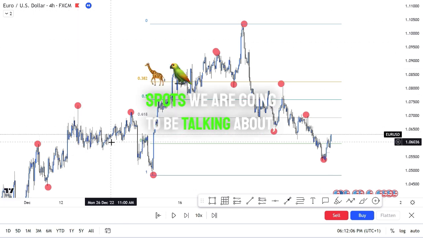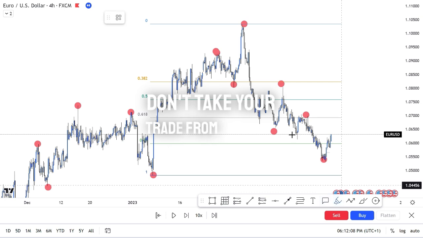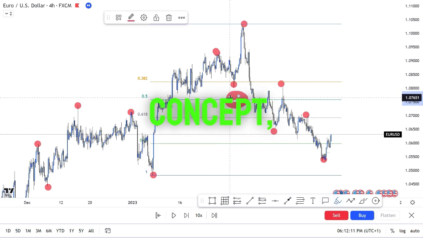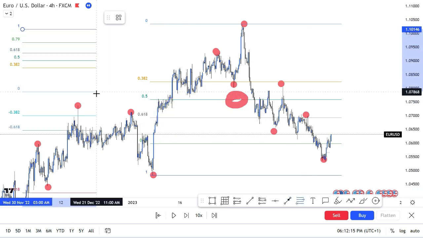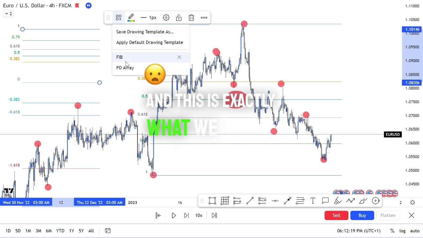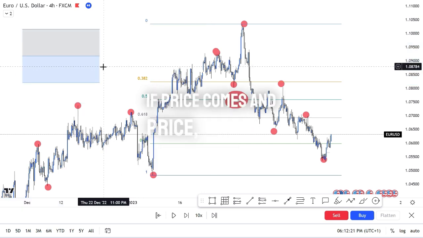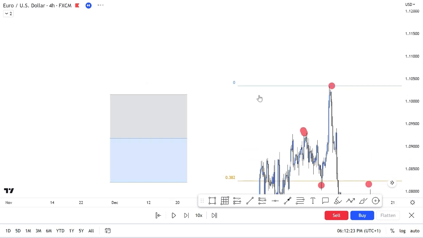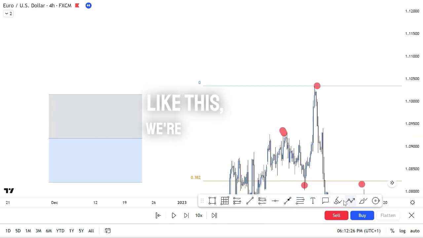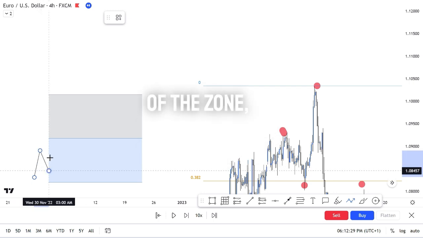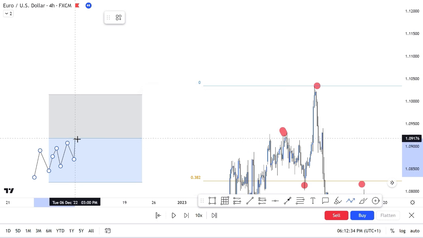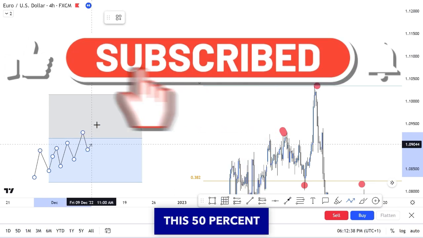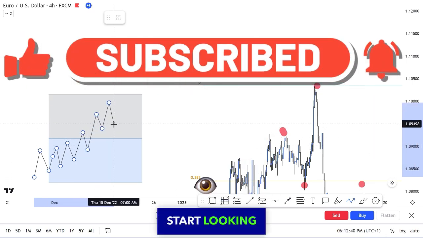So these are the sweet spots we are going to be talking about. Don't take your trade from the 50%. This is yet another concept, for those of you who understand the PD array concept, which is premium and discount, and this is exactly what we have. In other words, if price comes, and let's say we are seeing movement of price like this, we are not interested in selling in any of this zone until price taps at least into this 50%, until we can start looking for sells.